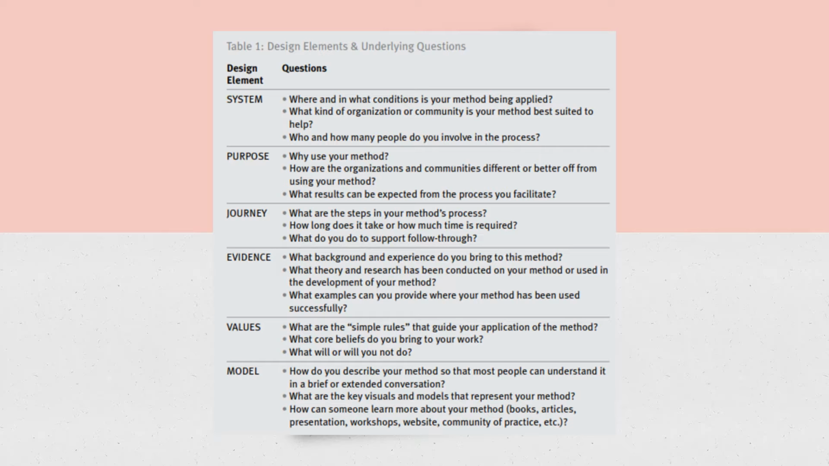Unfortunately, because of my lack of work experience and procrastination starting this assignment, evidence was the most difficult for me to relate to personally. I did think that the journey and model elements overlapped a bit as you were describing your process in the journey and briefly describing it in the model. Beyond that, I thought the 6 elements were useful and a great addition to my OD library.